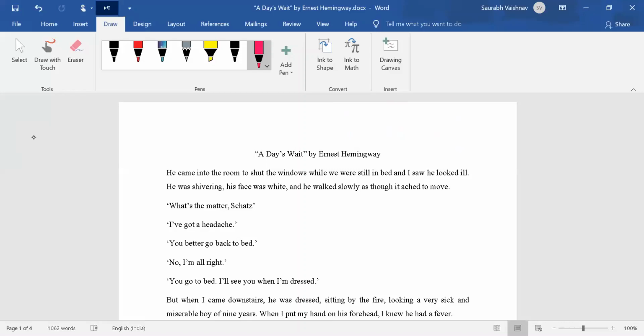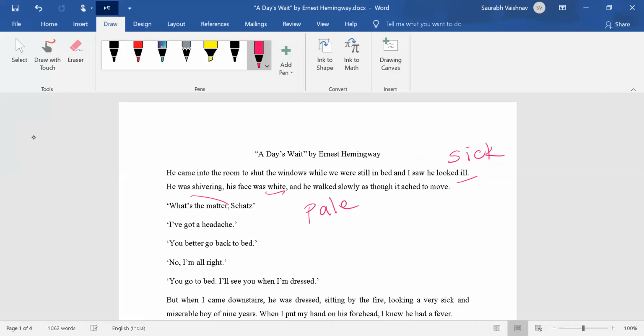The father observed that his son, when he came into the room to close the windows, looked ill. He was not comfortable. He was sick. He was shivering. He was trembling. Often when we have fever, fever is often accompanied by trembling. So he was shivering. His face was white, meaning pale.